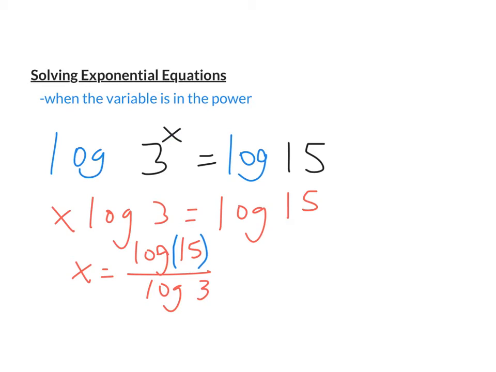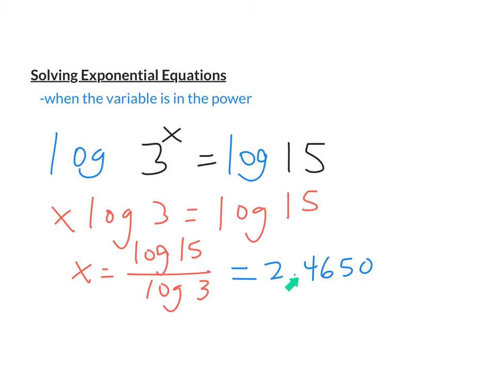So that's too small. If x was 3, this all equals 27, 3 to the third. So it's got to be between 2 and 3, because 3 to the second is 9, 3 to the third is 27. We're trying to get 15. So it's going to be somewhere in the middle, and it is. And with logarithms, we're going to round to 4 places.